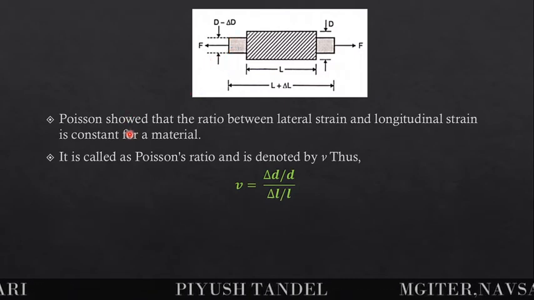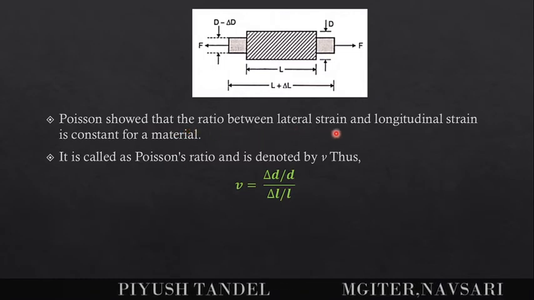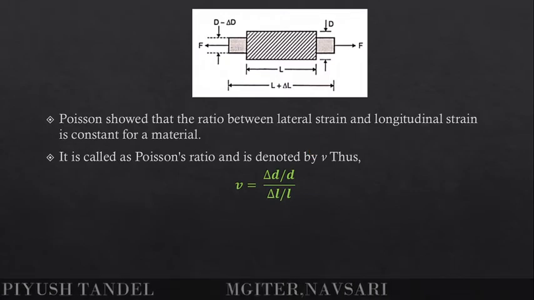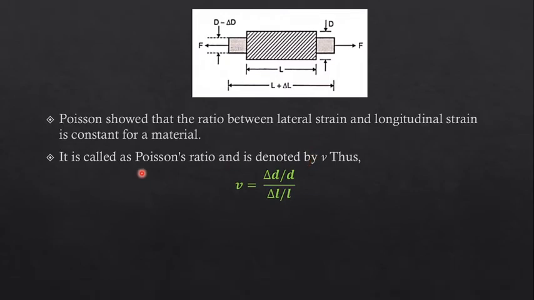Now Poisson showed that the ratio between lateral strain and longitudinal strain is constant for a material. It is called the Poisson ratio and is defined as V. So V is equal to delta D by D divided by delta L by L. What is delta D by D? It's the change in diameter of the rod divided by the actual diameter. And what is delta L by L? That is the change in length of the rod divided by the actual length, right?